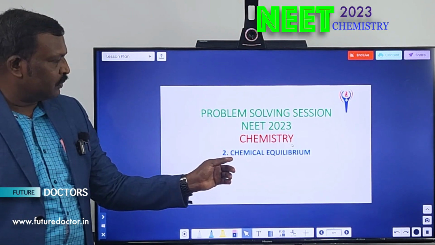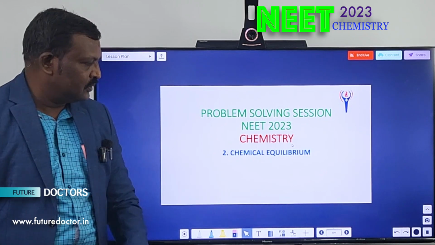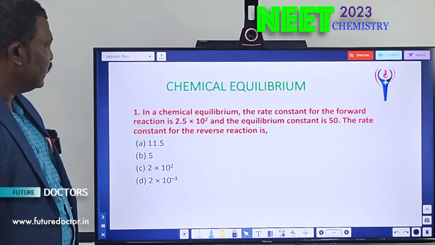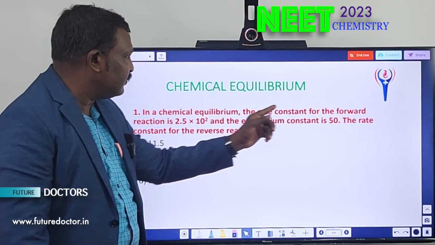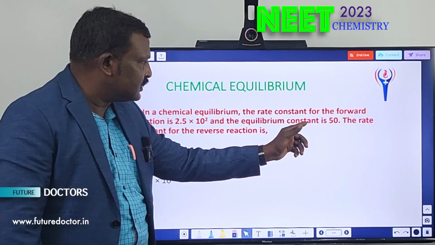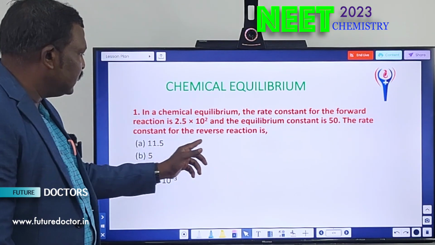Today I am going to solve problems in the chemical equilibrium chapter. Okay, now let us see the first question in this chapter. Simple one. See the first question. In a chemical equilibrium, the rate constant for the forward reaction is 2.5 × 10^2 and the equilibrium constant is 50. They are asking for the rate constant for the reverse reaction.